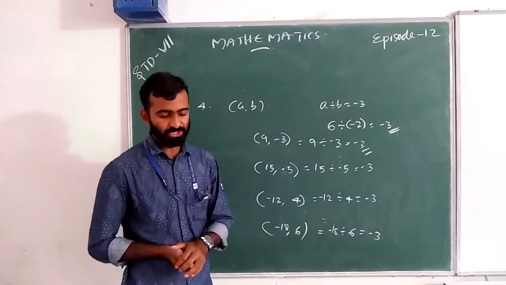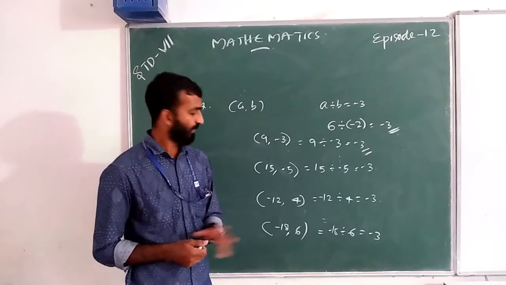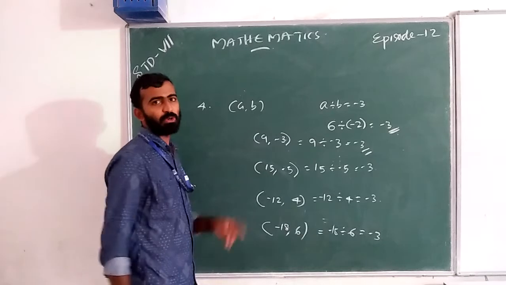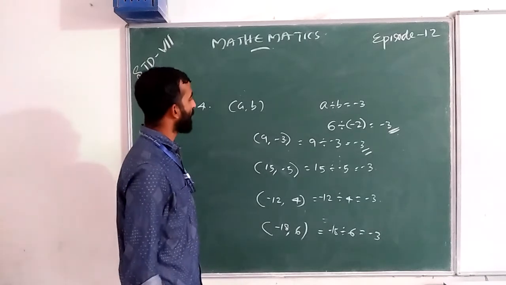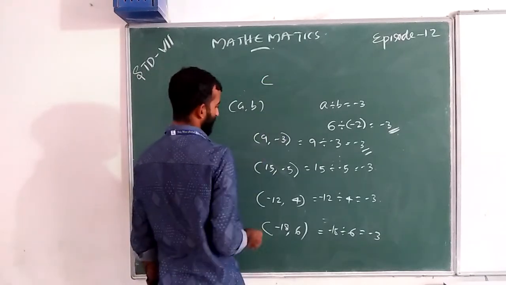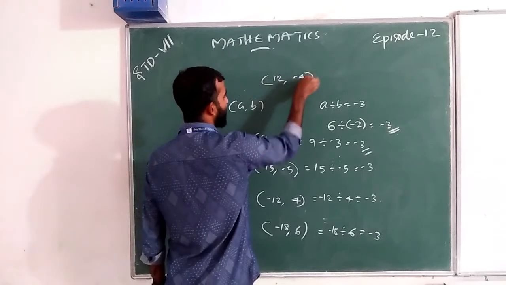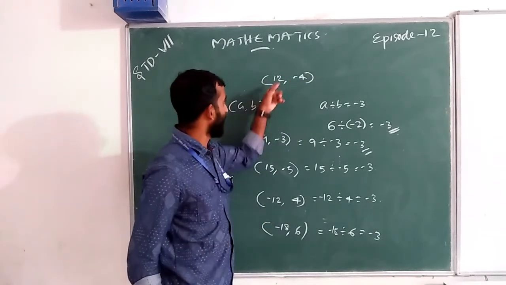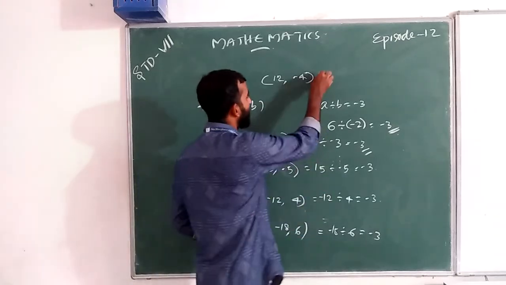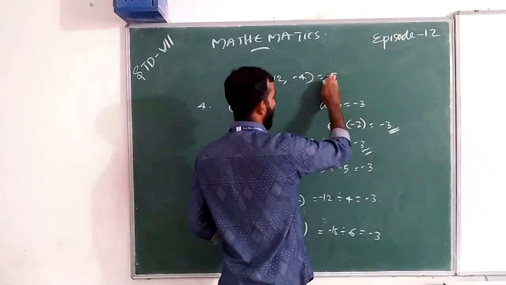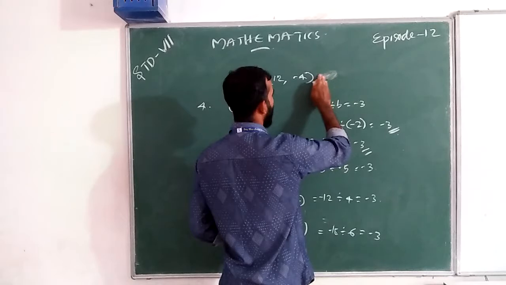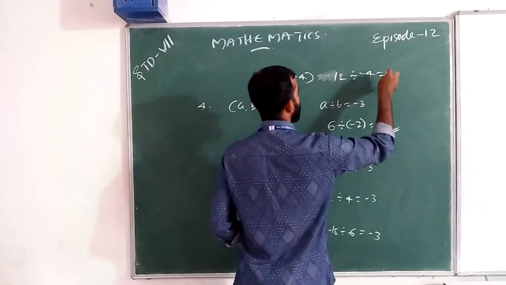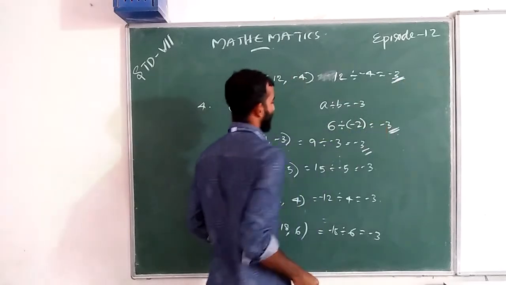And what is next? We can also take one more pair. Told negative 4, because here a is negative told. That is, we can write told divided by negative 4 equal to negative 3.